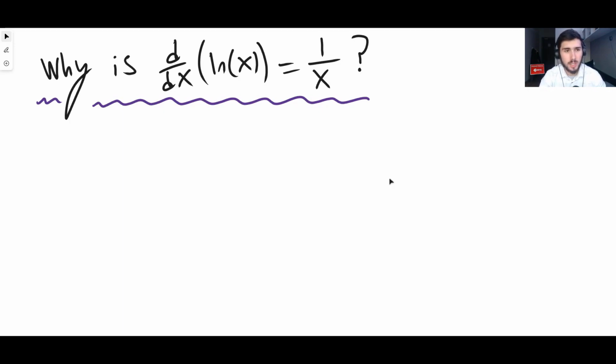In this video we're taking a look at why it is that the derivative of the natural log of x is equal to the reciprocal of x, 1 over x. Why is this true? You might know that if you differentiate ln x, you get 1 over x. You might know that's true, but it's not immediately clear why it's true, right?